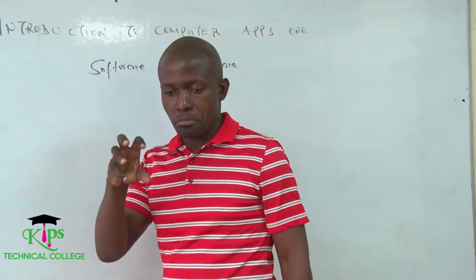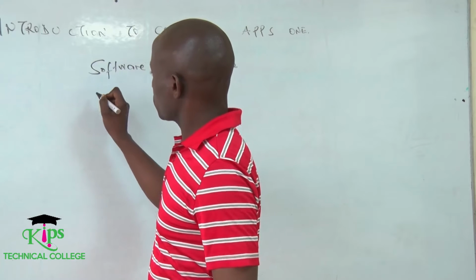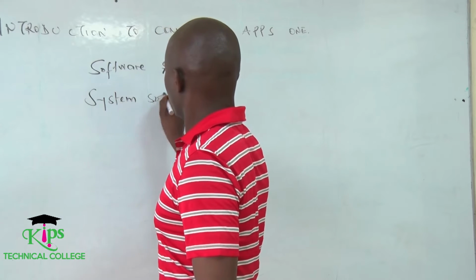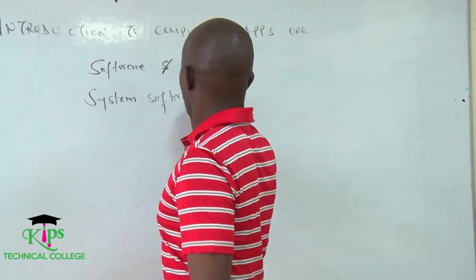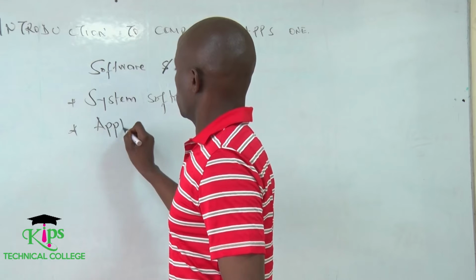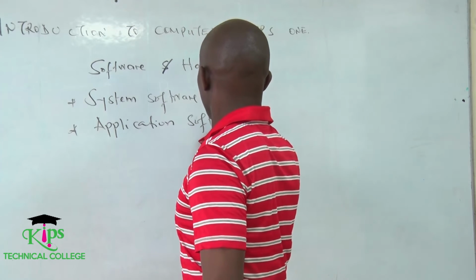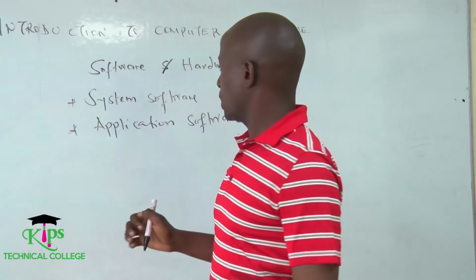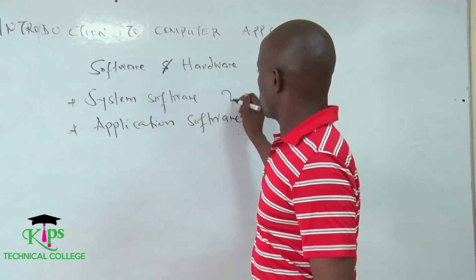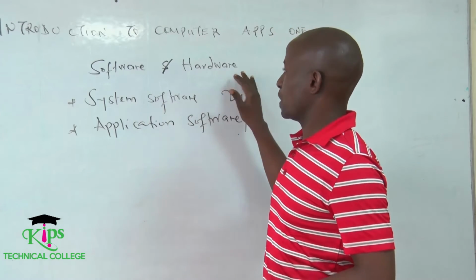Software is further split into various components. We have the system software, and the other key component is the application software. This is how, at this level, we are going to split this: system software and the application software.